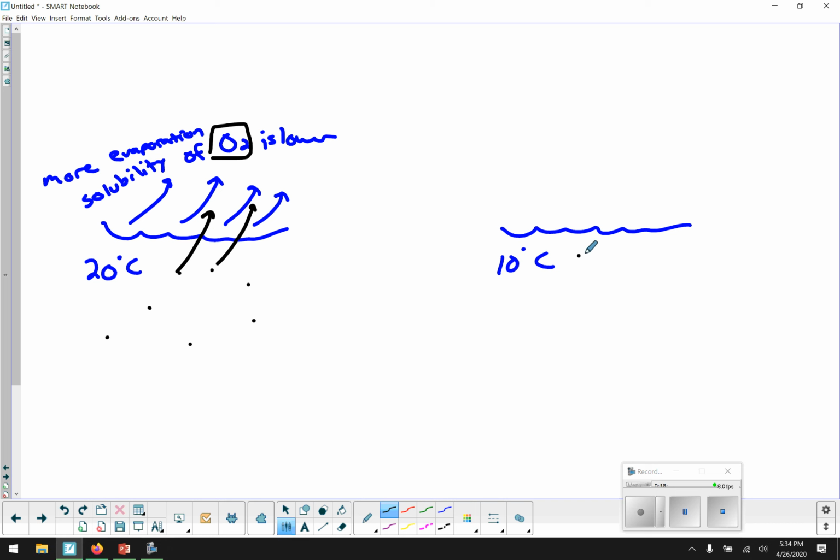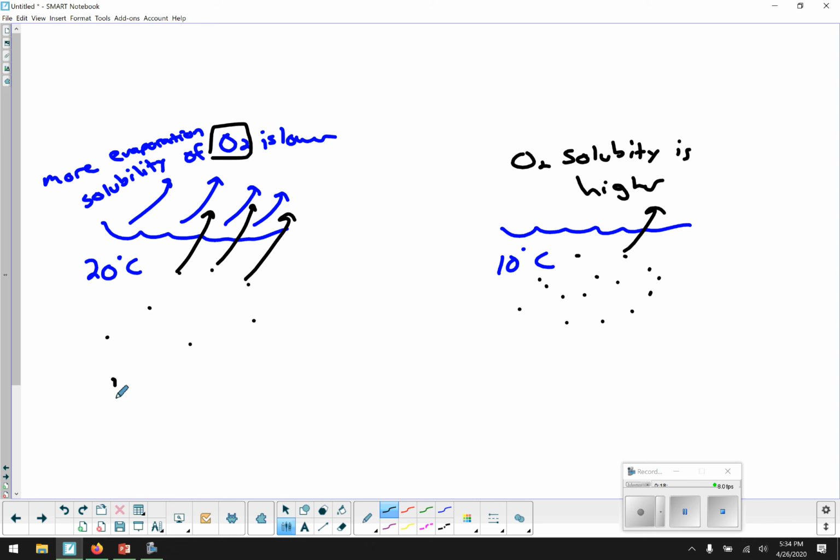So at 10 degrees Celsius, you're going to have a lot more dissolved oxygen because O2 solubility is higher. So maybe only one of these is going out, not as many, not like 3. So you have more dissolved oxygen, more O2 in the water.